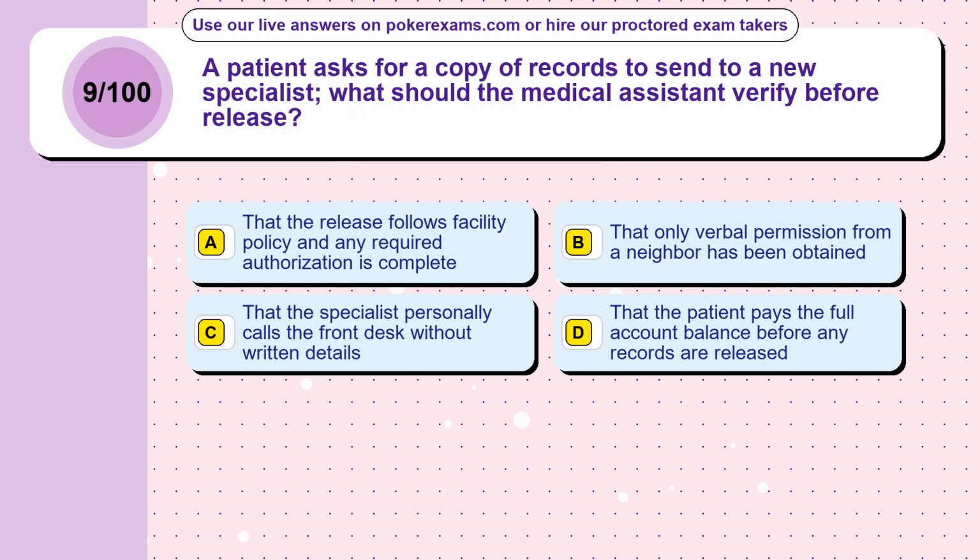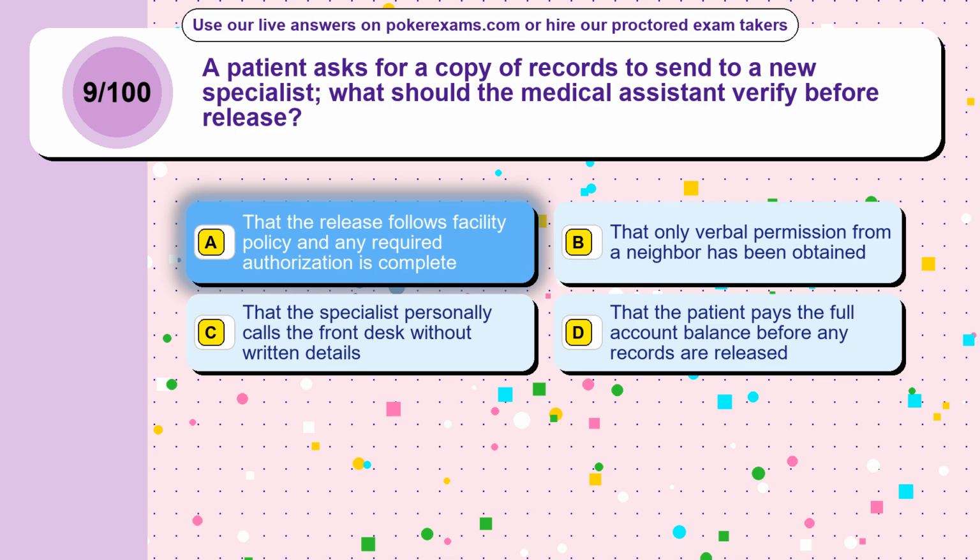Question 9. A patient asks for a copy of records to send to a new specialist. What should the medical assistant verify before release? Option A. That the release follows facility policy and any required authorization is complete. Option B. That only verbal permission from a neighbor has been obtained. Option C. That the specialist personally calls the front desk without written details. Option D. That the patient pays the full account balance before any records are released.